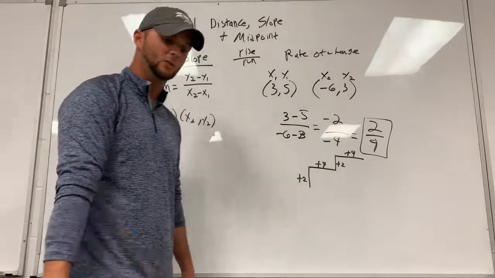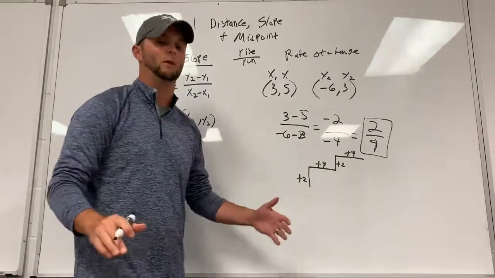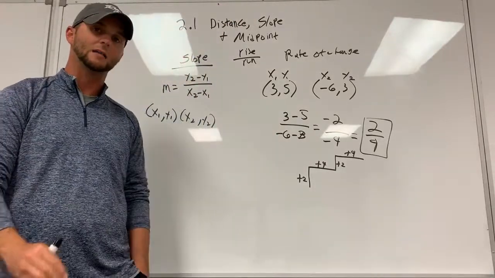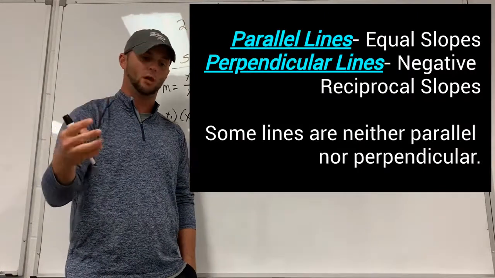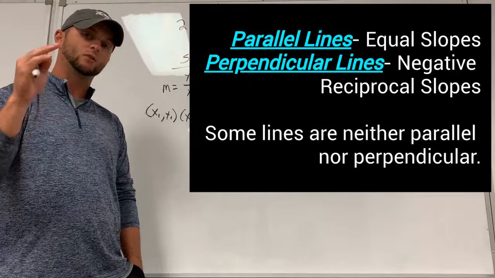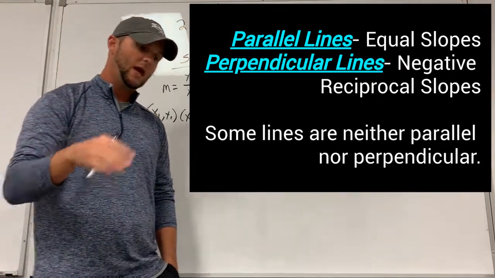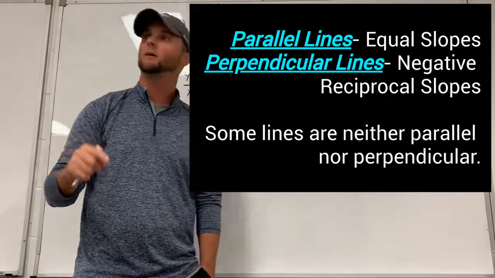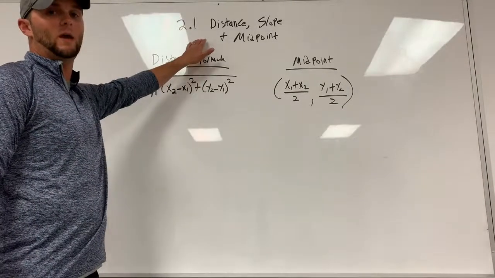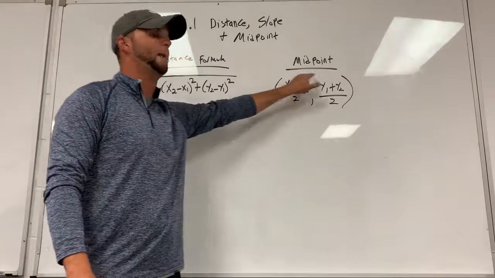Right underneath your slope, you have a couple of vocabulary words that I'm going to have pop up right here, okay? The first one is parallel lines obviously have equal slopes. Perpendicular lines have negative reciprocal slopes. And then some lines are neither parallel nor perpendicular.